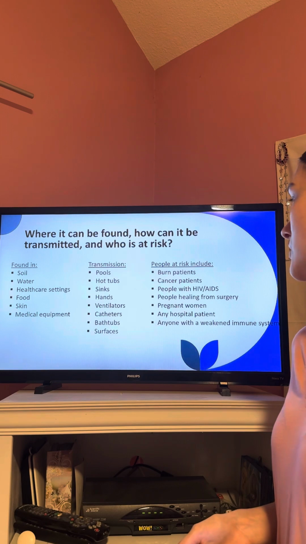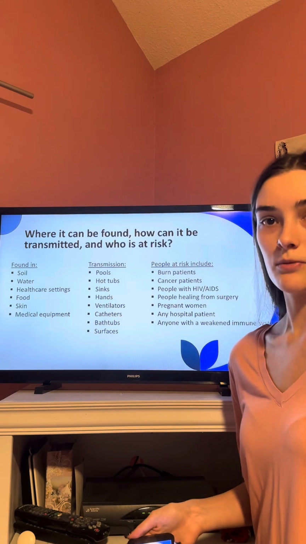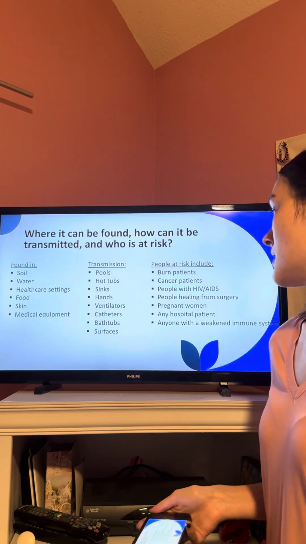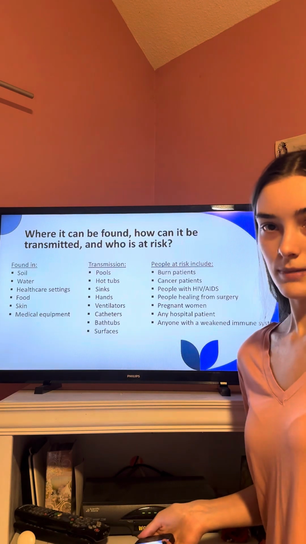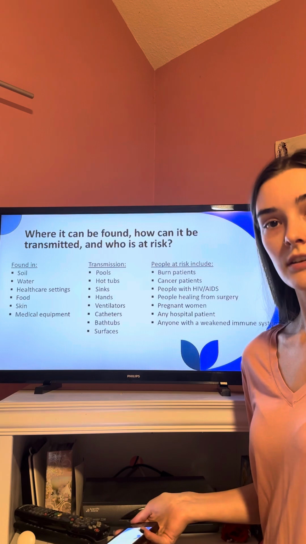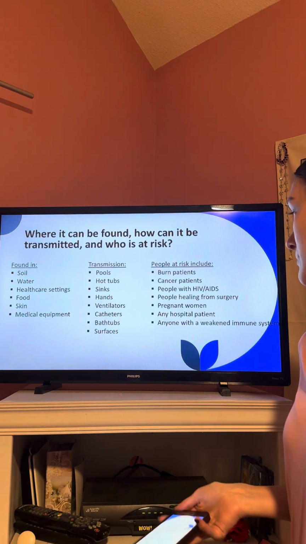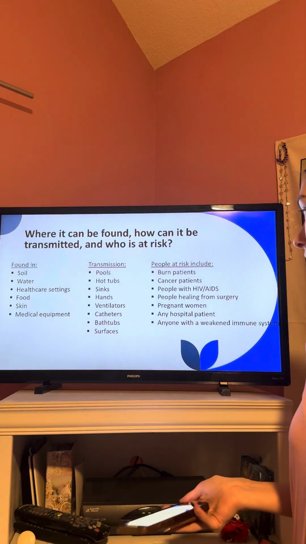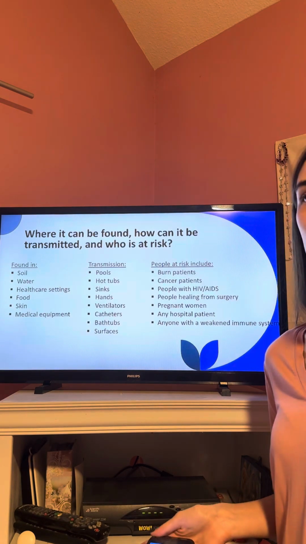People at risk include burn patients, cancer patients, people with HIV, AIDS, anyone with a suppressed immune system, basically. Any hospital patient, because it is mostly found in the healthcare setting. Pregnant women, people healing from surgery, mostly from transplants.